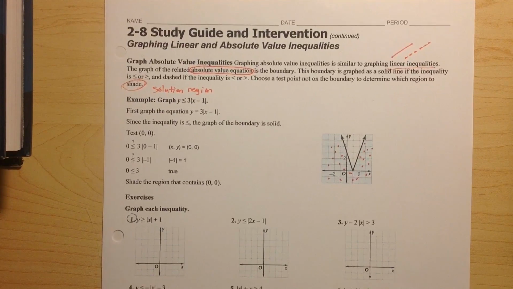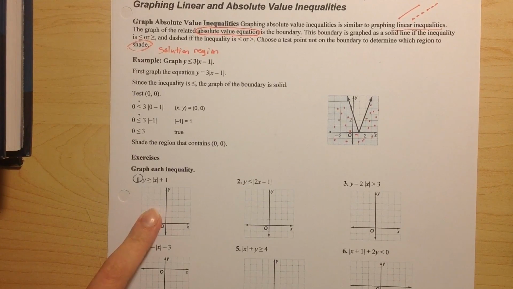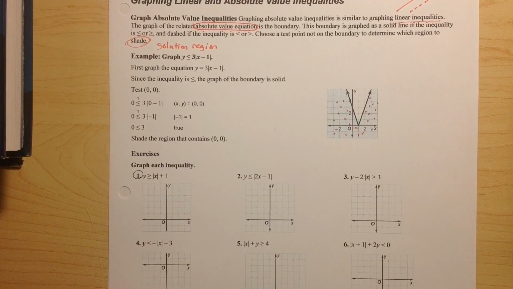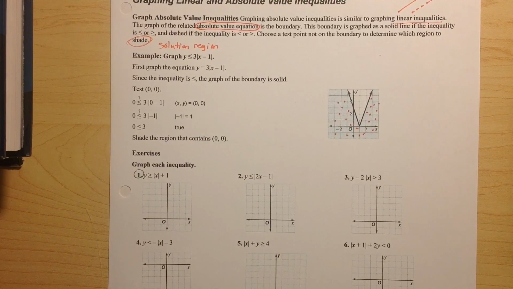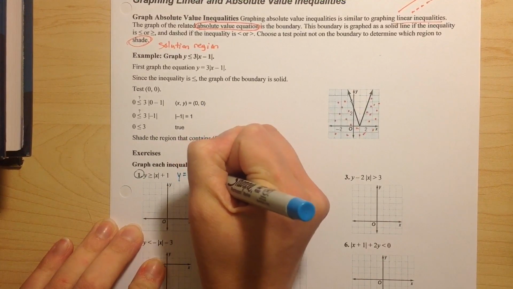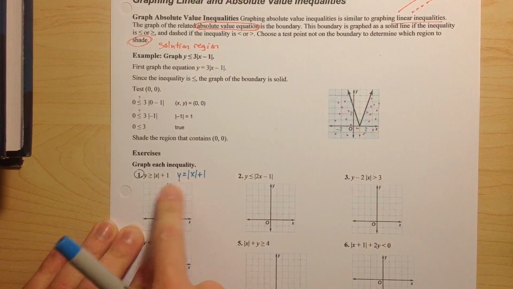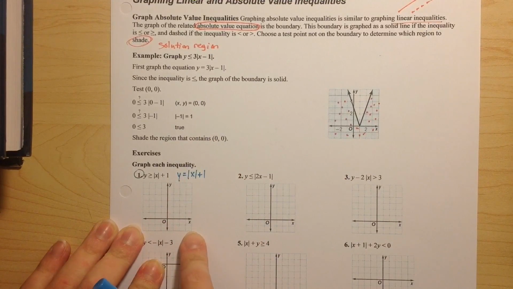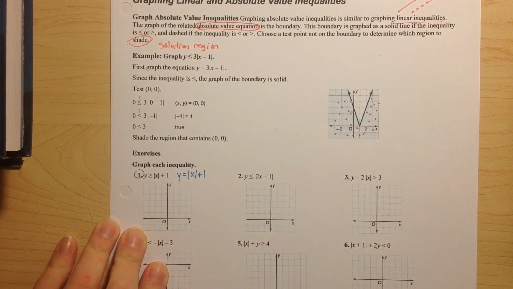So let's first take a look at number 1 here. I have y is greater than or equal to the absolute value of x plus 1. The plus 1 is on the outside. So I could plot points. Again, if you're going to plot points, just go with y equals the absolute value of x plus 1. Just use an equal sign as you're trying to figure out what the graph looks like before you shade it. That was option 1.